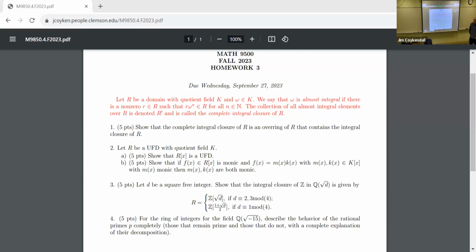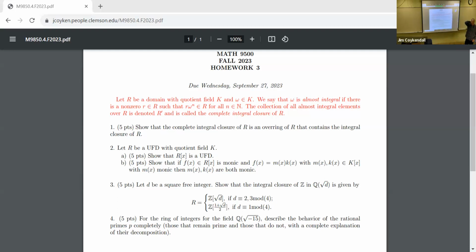This is kind of tying together some stuff that I promised you all earlier. So first, a little definition. If you have an integral domain R with quotient field K, and omega is some element of this quotient field, we say that omega is almost integral over R if there is a non-zero element, I guess that's important, such that R blasts every power of omega back down into R, right? The collection of all almost integral elements over R is denoted by R prime, and it's called the complete integral closure of R.